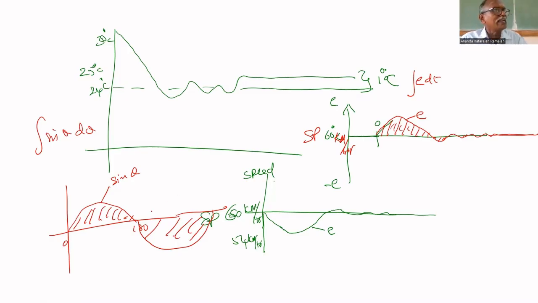If you integrate up to 180 degrees, you get some value, because here the positive area is higher and the negative area is less. That's why you will get some value. What do you have to integrate? You have to integrate the error.